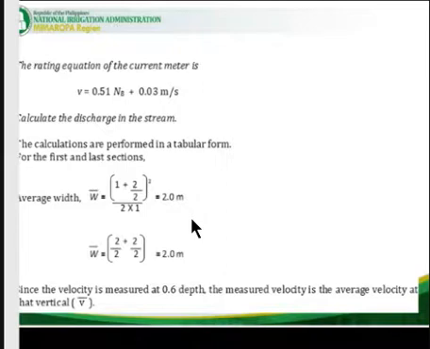The rating equation of the current meter is V equals 0.51 N_s plus 0.03 meters per second. Calculate the discharge in the stream. The calculations are performed in a tabular form for the first and last sections. Average width W bar is equal to (1 plus 2) over 2 squared all over 2 times 1, which is equal to 2 meters. W bar is equal to 2 over 2 plus 2 over 2, equal to 2 meters. Since the velocity is measured at 0.6 depth, the measured velocity is the average velocity at that vertical, V bar.